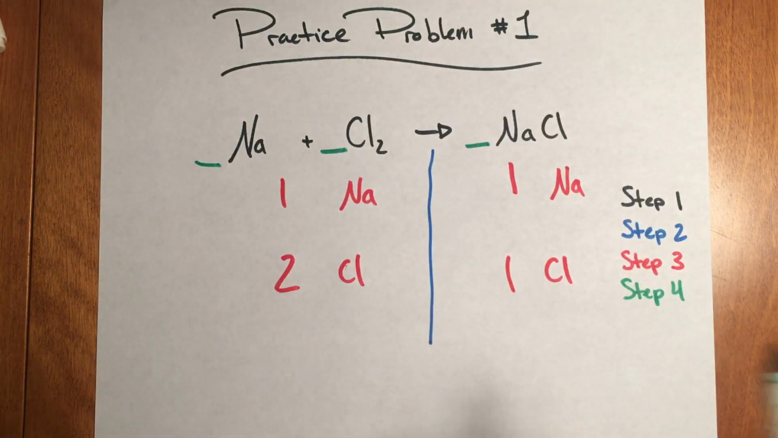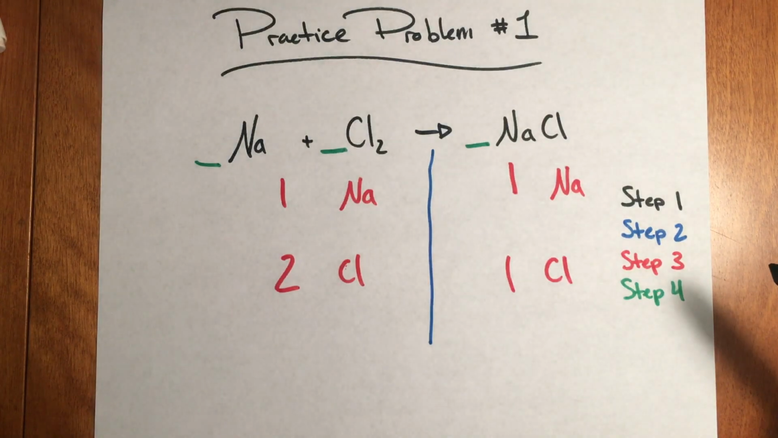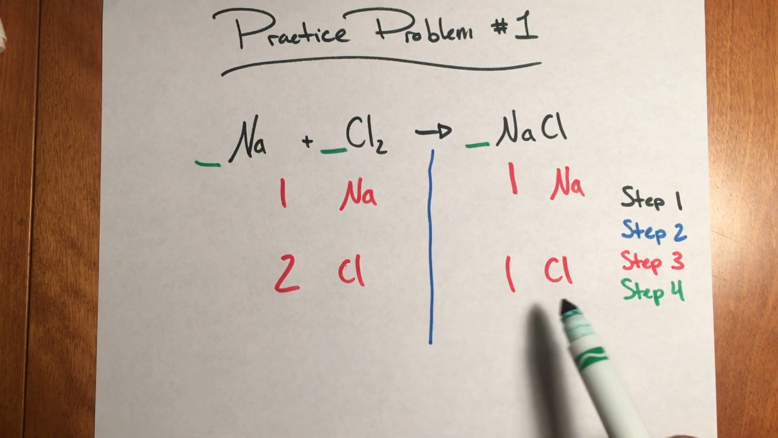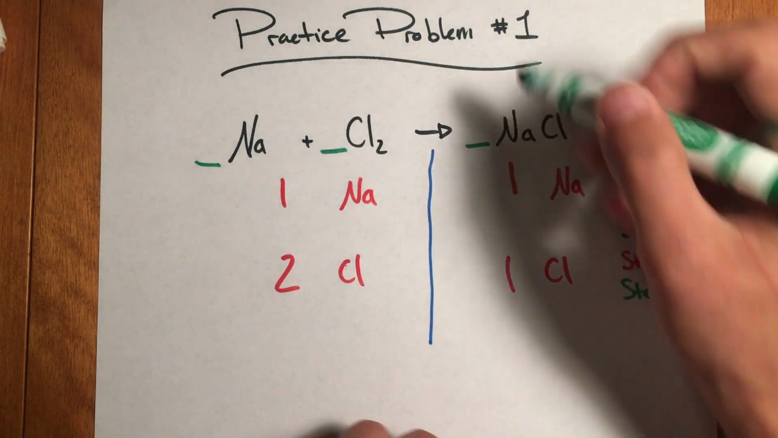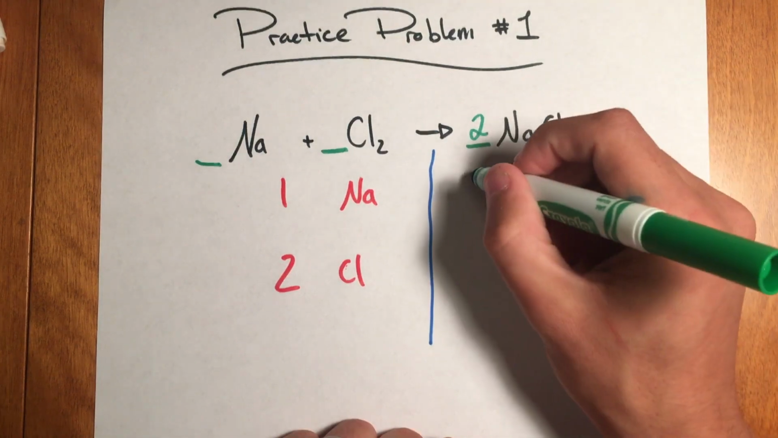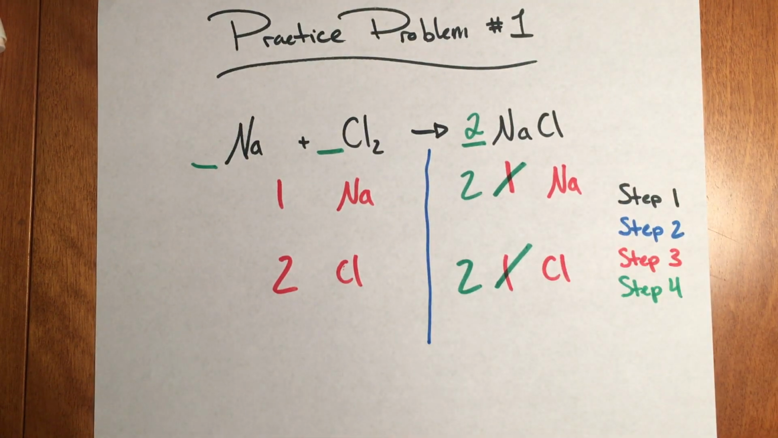So in this, once you've got the formulas correct, you can only change the coefficients in front of each element or compound. So for this case, I need 1 chlorine over here. So I'll just multiply this by 2. So then that changes this to 2 sodium atoms, and this also changes that to 2 chlorine atoms.